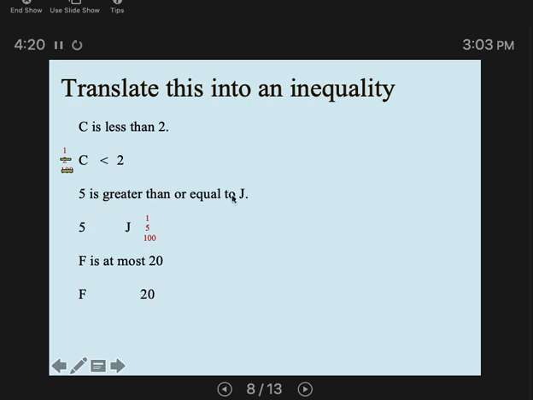Okay, so 5 is greater than or equal to 1? No. 5 is greater than or equal to 5? Yeah. 5 is greater than or equal to 100? Yeah. So my answer then, 5 and 100 both fit in here. 1 would not fit in here.